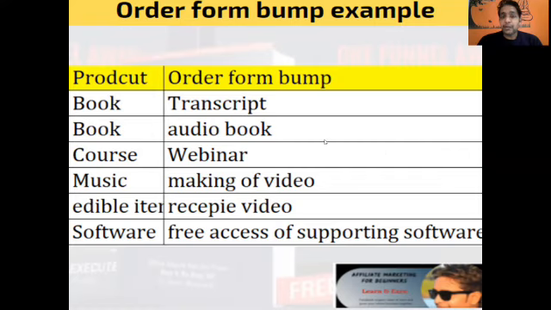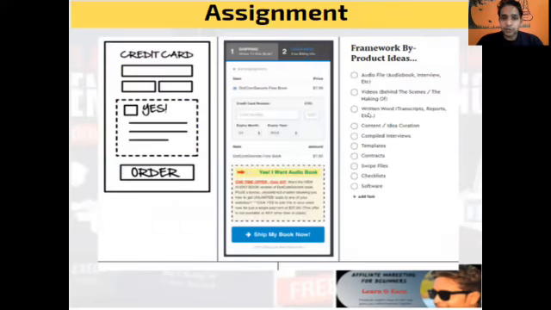So this is all about day number 10. You will learn how you can create an order form bump for your product. If you talk about the assignment, the assignment is also the same. You need to create one order form bump for your product. Okay, so framework byproduct ideas. There are different ideas for what can be the order form bump for your product. Like they said, there can be templates, contracts, swipe files, checklists, software, videos, audio files. All those things can be your byproduct, and you can sell that as an order form bump.